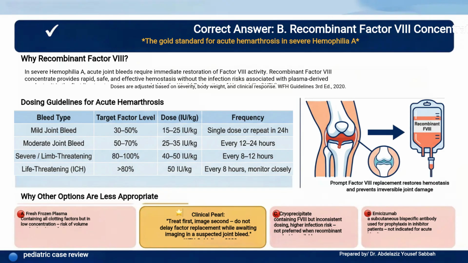Dosing guidelines for acute hemarthrosis are, for a mild joint bleed, target factor level 30 to 50%, dose 15 to 25 international units per kilogram, single dose or repeat in 24 hours. For a moderate joint bleed, target 50 to 70%, dose 25 to 35 international units per kilogram every 12 to 24 hours. For a severe or limb-threatening bleed, target 80 to 100%, dose 40 to 50 international units per kilogram every 8 to 12 hours. For life-threatening intracranial hemorrhage, target greater than 80%, dose 50 international units per kilogram every 8 hours with close monitoring.